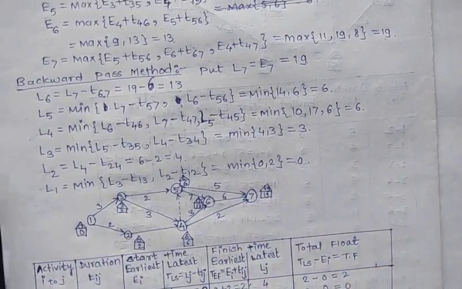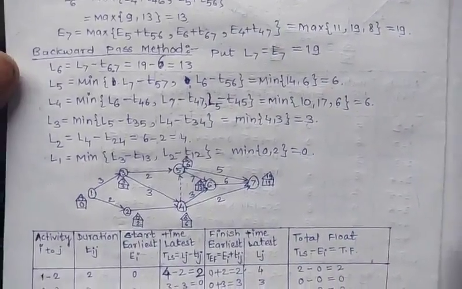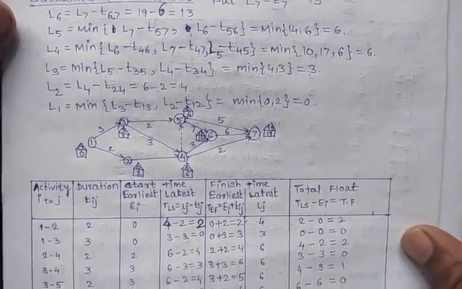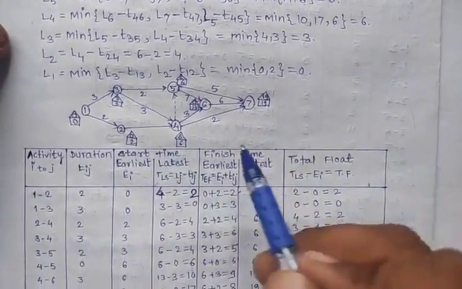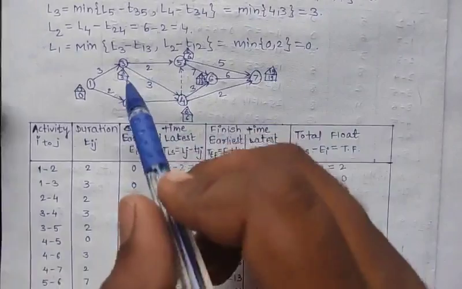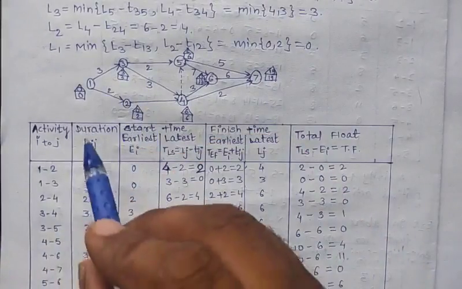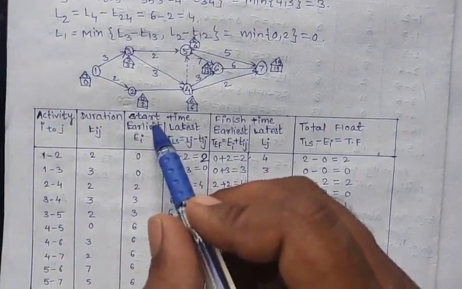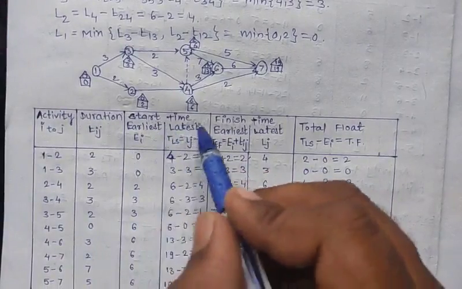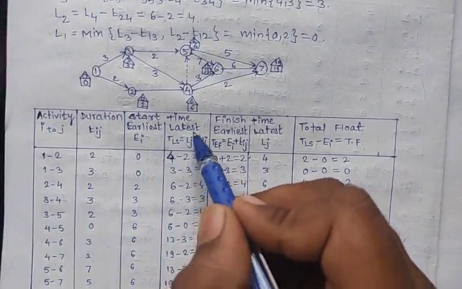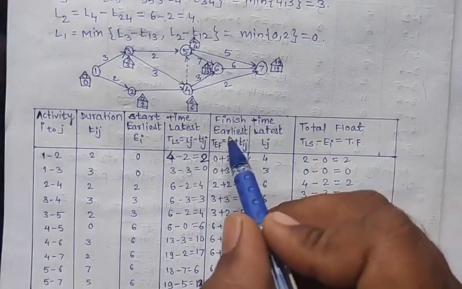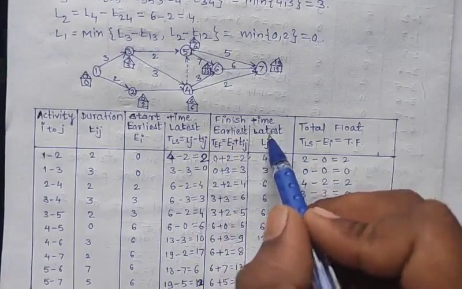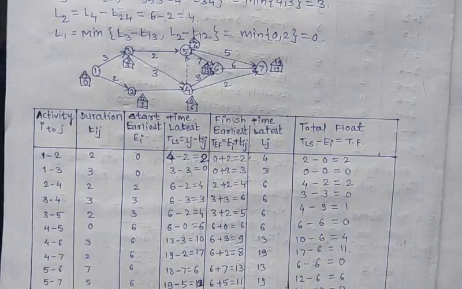Now to calculate the critical path and the critical time to complete the given project. From the diagram, first is the activity i to j, second column is duration Tij, then start time. In start time there is earliest and latest time. Now in finish time there is earliest and latest finish time, and then we find out the total float.